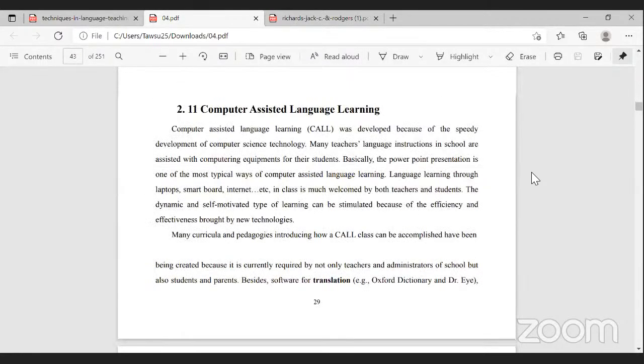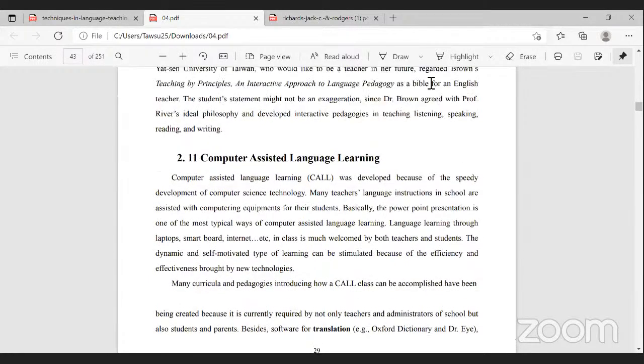Okay. Can you see this? Yeah. Are you in a position to see the screen? Yes, sir. Right. Okay.